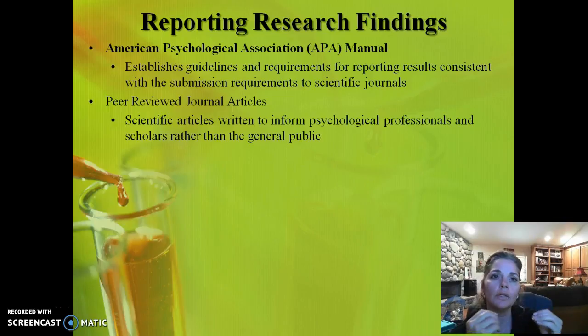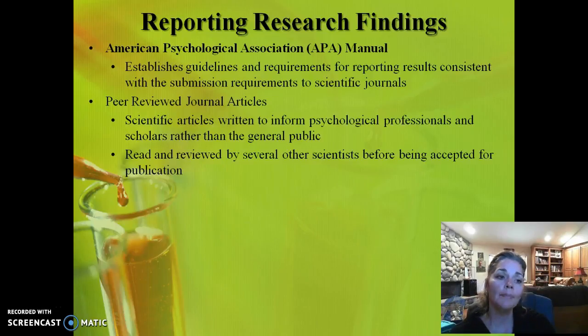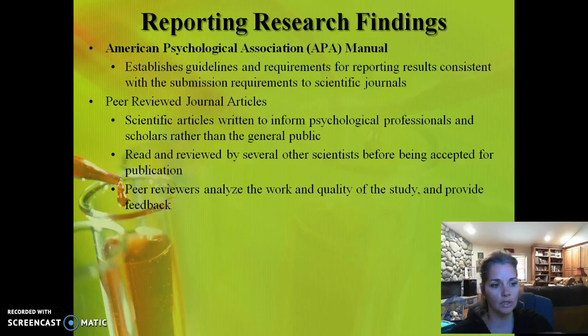So they're written to an audience of scholars rather than to just the general public. And what happens is you submit an article proposed for publication, your colleagues review it, and they tend to have expertise in the field as well. They look at your methodology and your statistical analyses and your ethics, and they scrutinize that. And they will sometimes submit recommendations for edits, and sometimes they'll just reject it altogether, or sometimes they'll approve it just the way that it is.